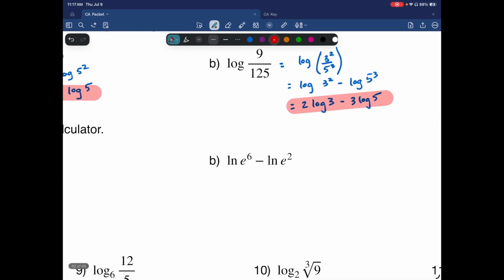All right. Here on b, we know that this goes to 1 and this goes to 1. So this is simply 6 minus 2, which is 4. So once again, it may look like we need a calculator, but we didn't.